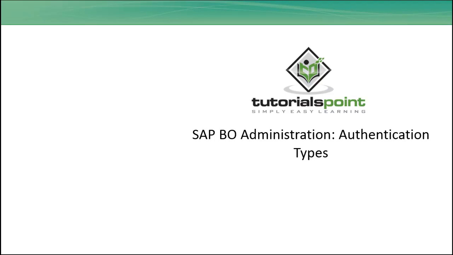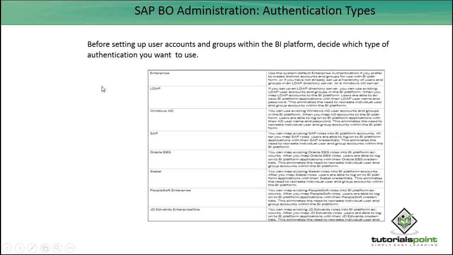In this tutorial, we will discuss the authentication types in the SAP BO platform. Before setting up the user accounts and groups within the BI platform, we have to decide which type of authentication we want to use. Authentication is the process of verifying the identity of a user who attempts to access the system. And rights management is the process of verifying that the user has been granted sufficient rights to perform the requested action upon the specified object.